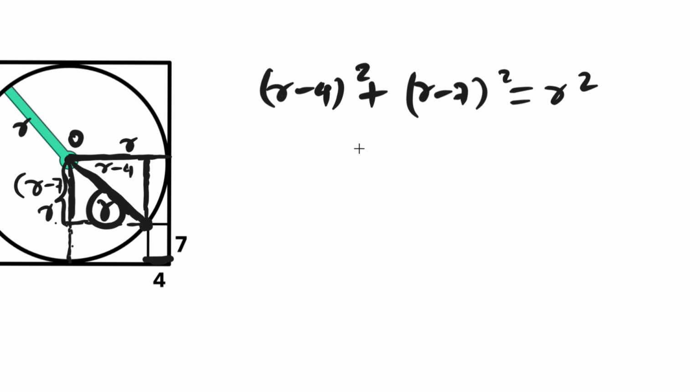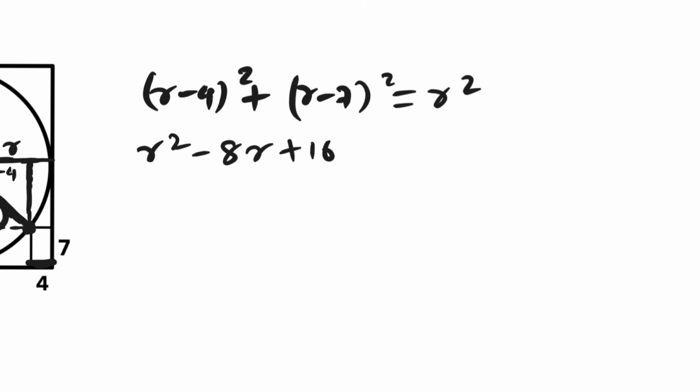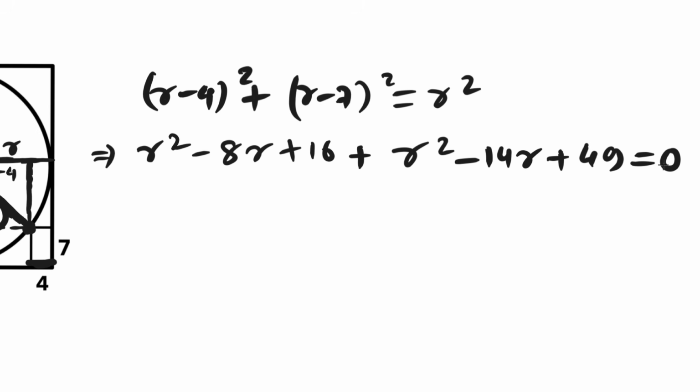Now, let's expand these carefully. When we expand (R minus 4) squared, we get R squared minus 8R plus 16. And when we expand (R minus 7) squared, we get R squared minus 14R plus 49. Therefore, our equation becomes R squared minus 8R plus 16 plus R squared minus 14R plus 49 equals R squared.